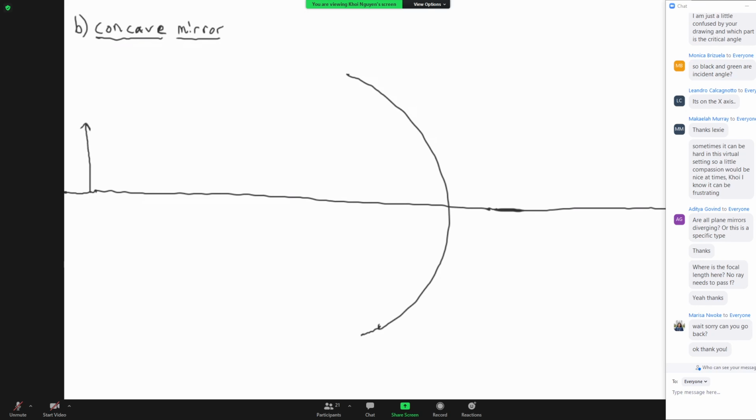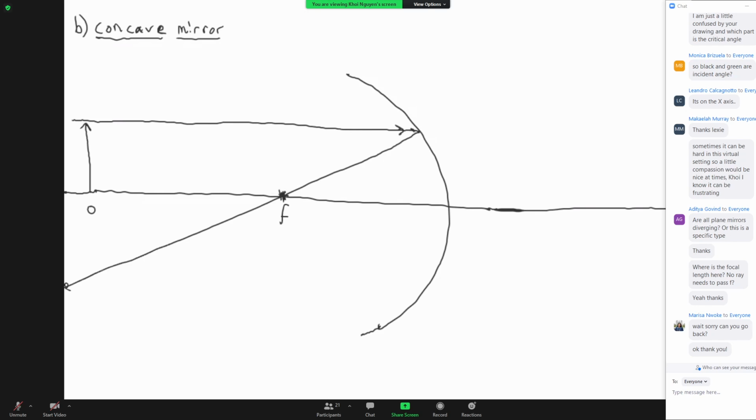Let's draw our object. Okay. Parallel light ray coming in. It's going to hit, it's going to reflect. Where it crosses is the focal point. Twice that distance, r, is the radius of curvature of that mirror.